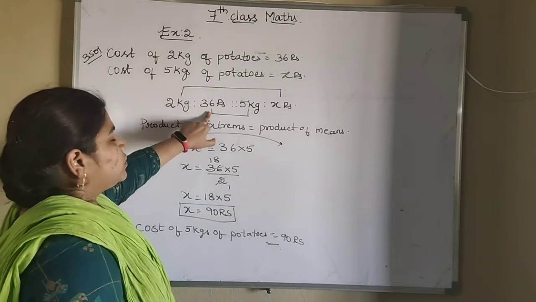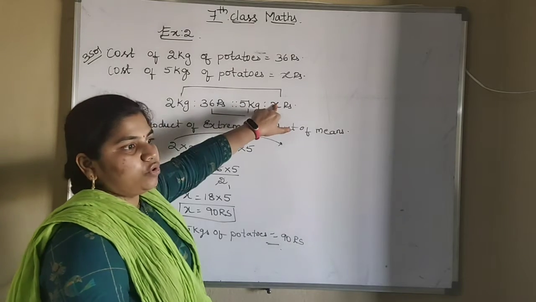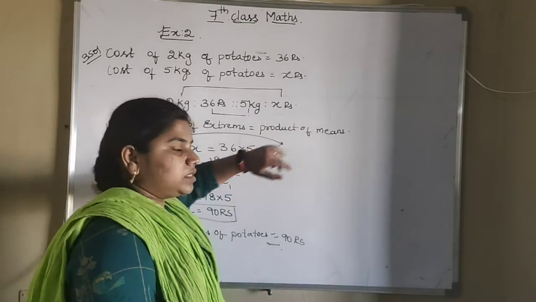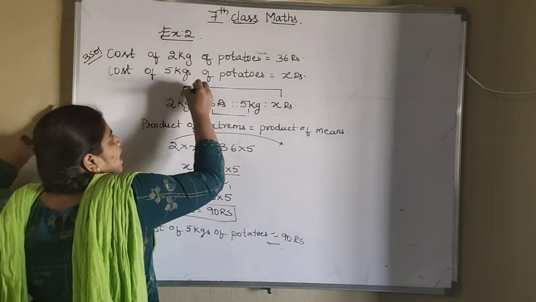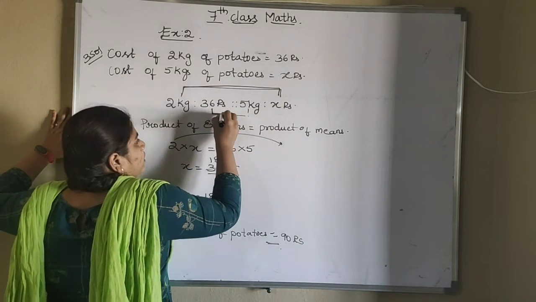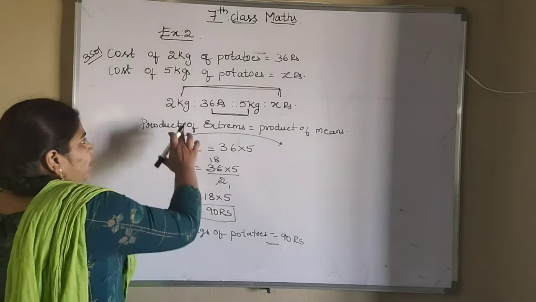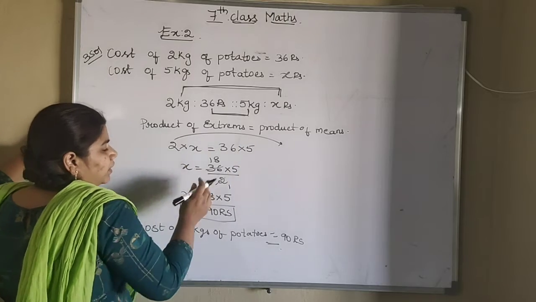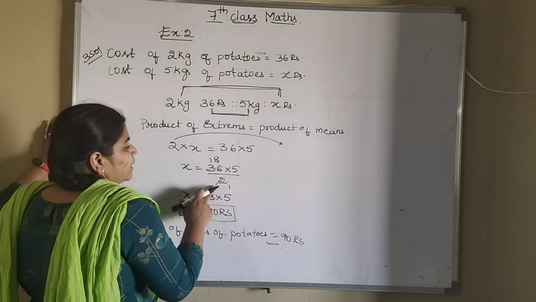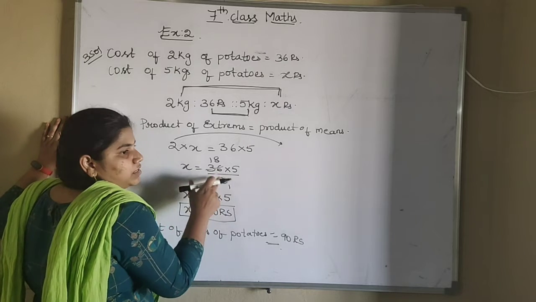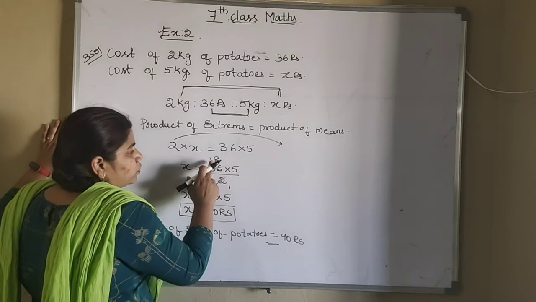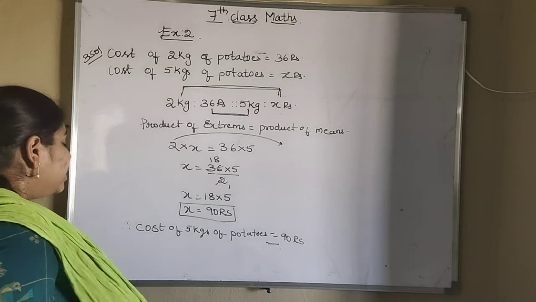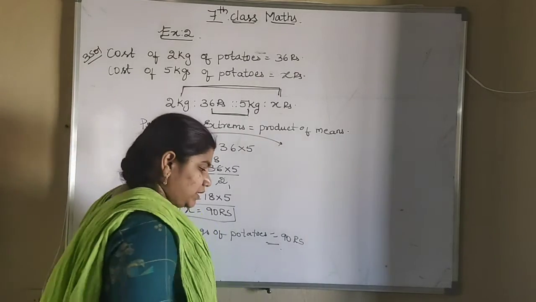For 2 kgs the cost is 36 rupees. For 5 kgs we don't know the cost. Already we know that product of extremes will be equal to product of means. Product of extremes means the first and last terms will be extremes, and the second and third terms will be means here. So multiply: 2 into x is equal to 36 into 5. Send this 2 to the other side, and it will be converted into division. 2 ones are 2, 2 18s are 36. I have cancelled using the 2 table. So x is equal to 18 into 5. So x value is 90 rupees. So you got the cost of 5 kgs as 90 rupees.